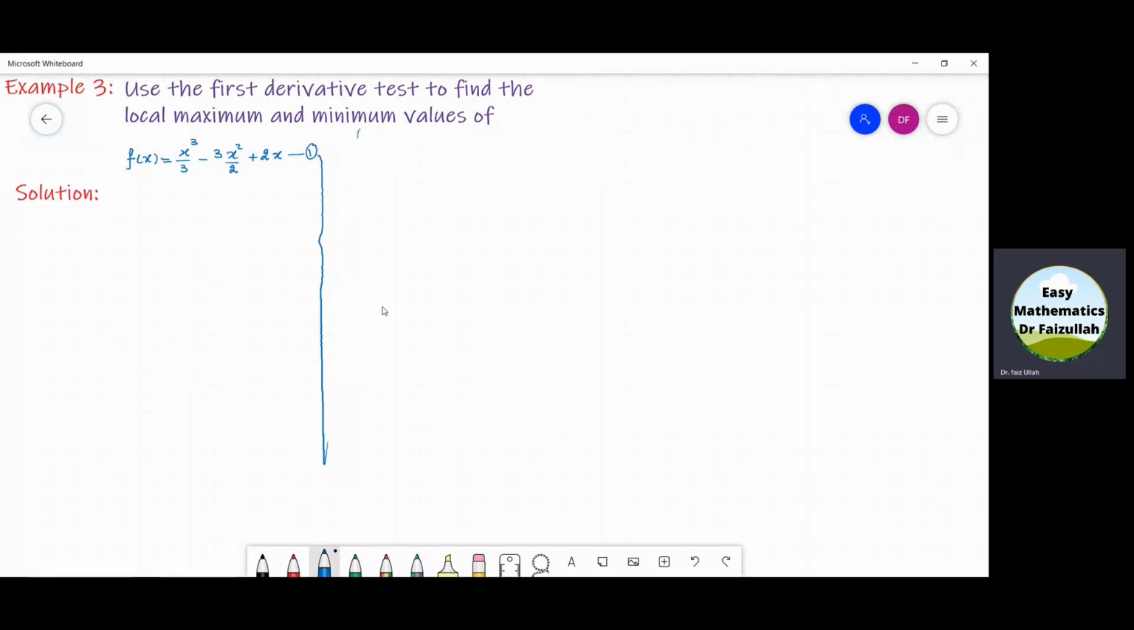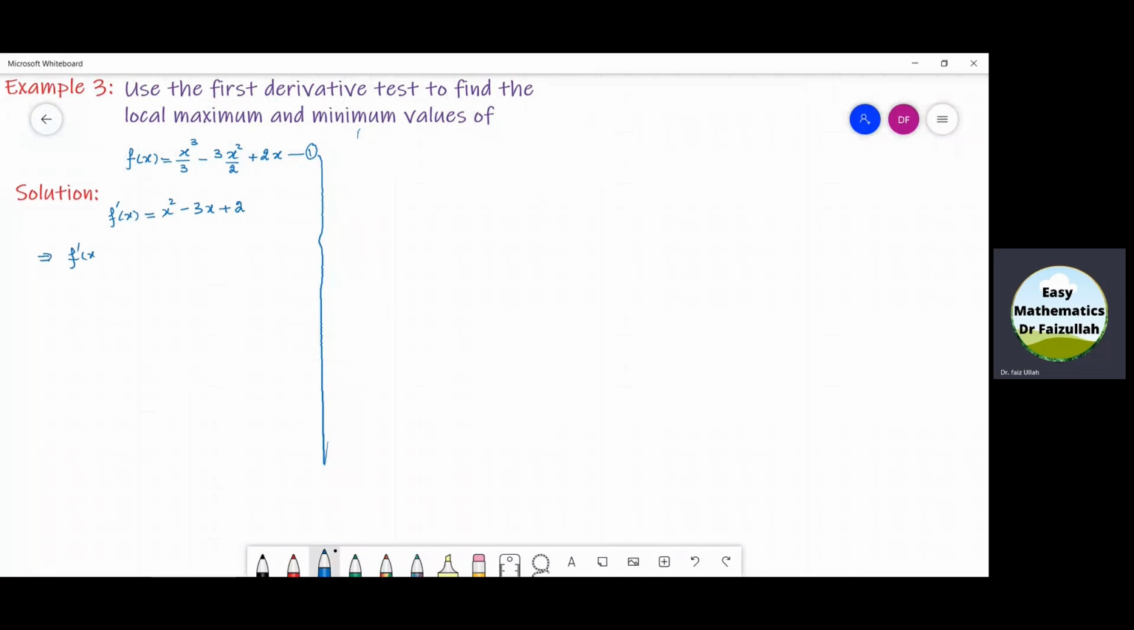In example number 3, we use the first derivative test to find the maximum and minimum values. So the first task is to differentiate this function. Let us find f dash of x. So f dash of x is equal to x square minus 3x plus 2. And now let us factorize this.